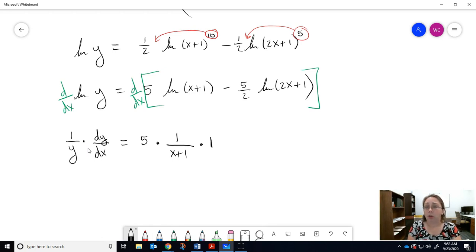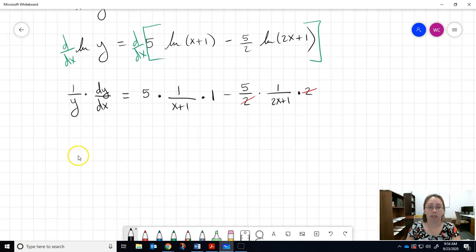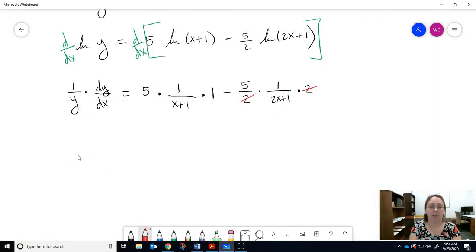times the derivative of the inside, which is just 1, minus the 5 over 2 is a constant multiple, it just chills out. The derivative of ln is 1 over the inside times the derivative of the inside. This one actually has a derivative. It's 2. We can simplify by reducing the 2's. And what do we need to do to find dy dx? Get rid of the y. How do we do that? We multiply to get rid of it. Whatever you do to the left, you also have to do to the right. So there's your dy dx.